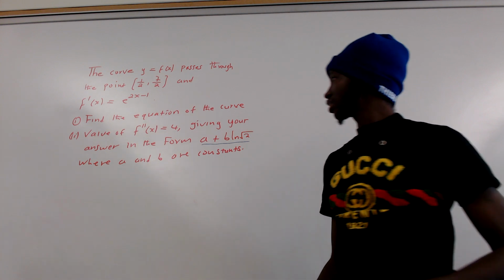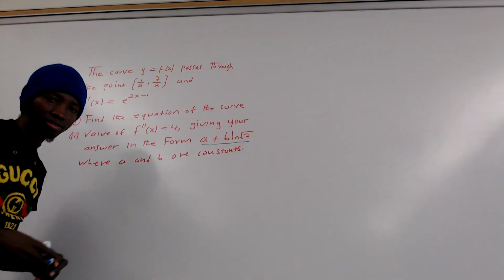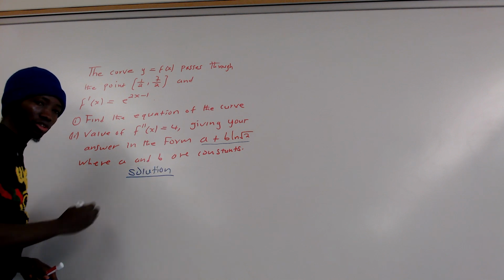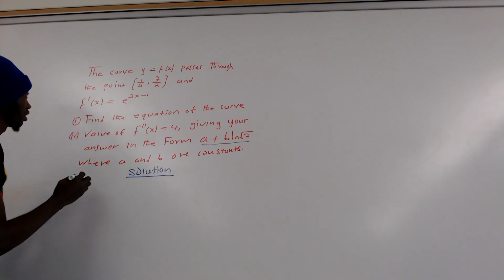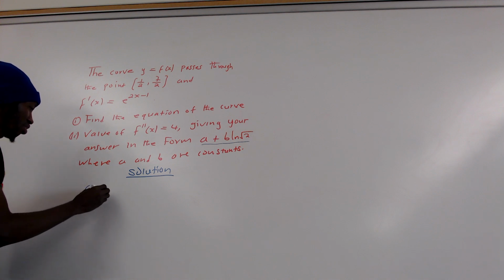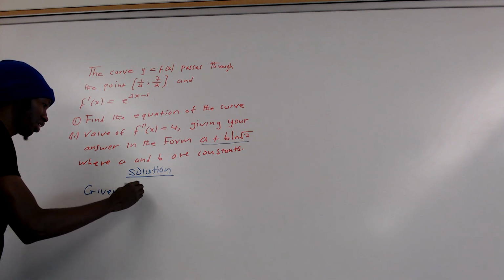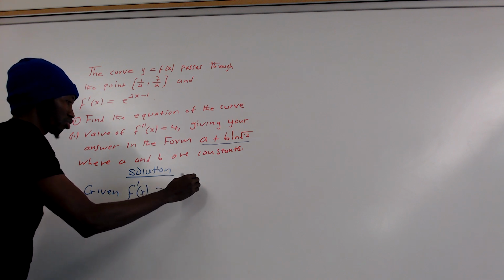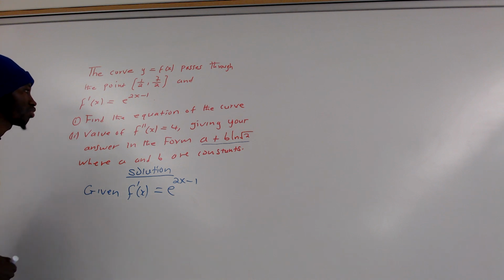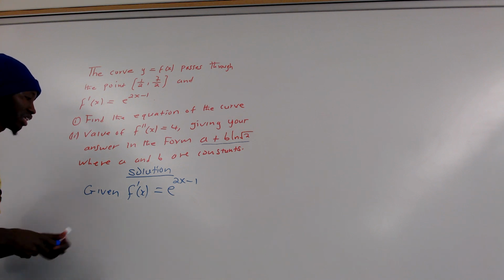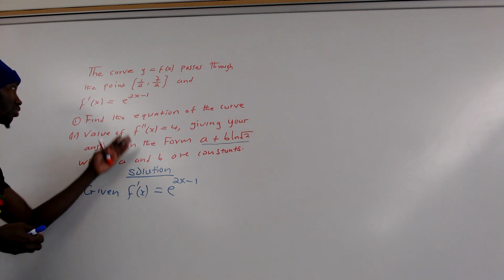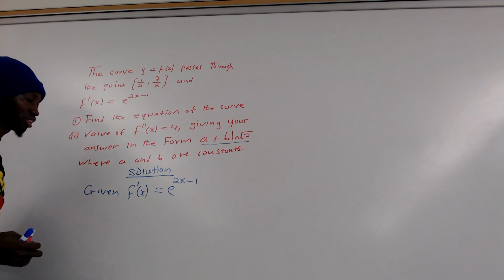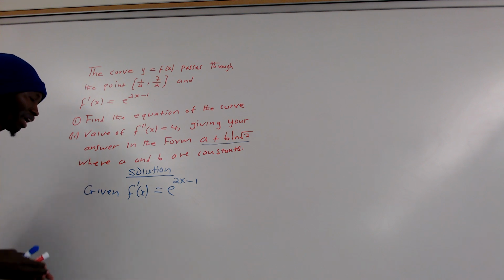So let us start with the solution. We are given the first derivative f'(x) = e^(2x−1), and we are required to find the equation of the curve. So we have to move from this derivative to the function, and moving from derivative to function simply means we apply the integral.